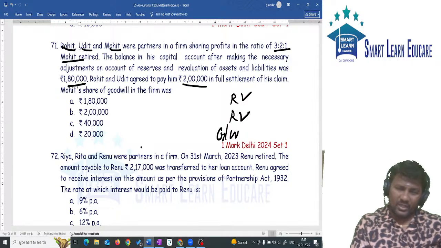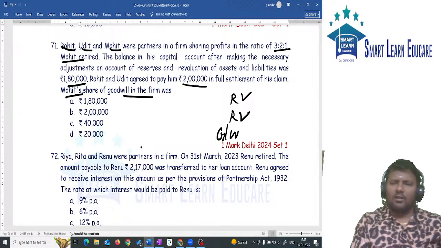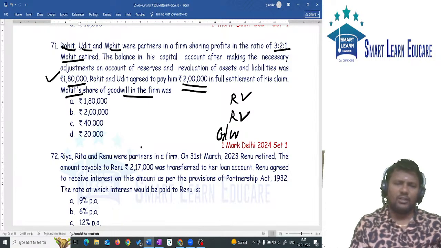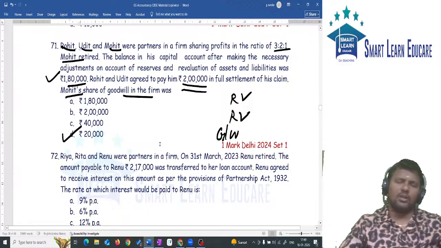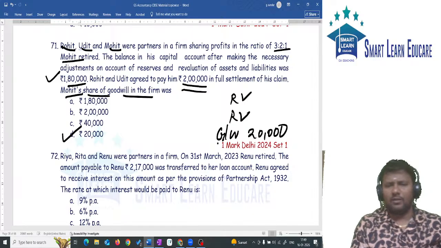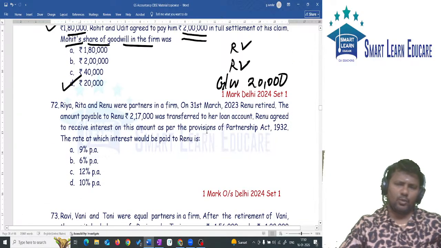What is the requirement of the question? M's share of goodwill in the firm. What is the difference we have? We have to actually pay 1,80,000, but we are paying 2 lakh. And we have a difference of 20,000. That difference of 20,000 is because of goodwill. So goodwill will be 20,000. In the question they are asking the share of goodwill. So the share of goodwill is 20,000. Next, one more question.